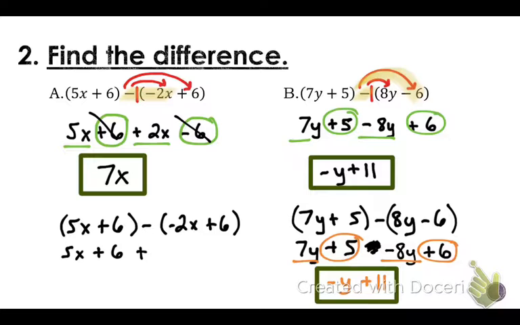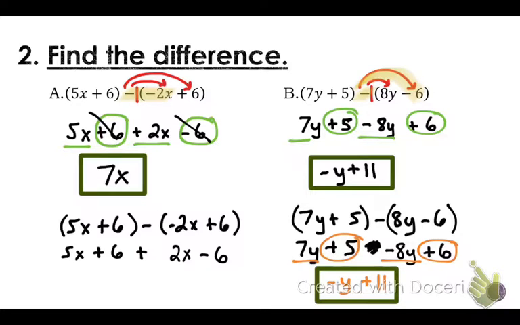So instead of -2x, it's going to be positive 2x. Do you think that I need to put a plus 2x? No, that just means to add, so I don't need to put another plus. What will my positive 6 change to? A negative 6. It's got to be the opposite. And now we are ready to circle and underline the like terms.